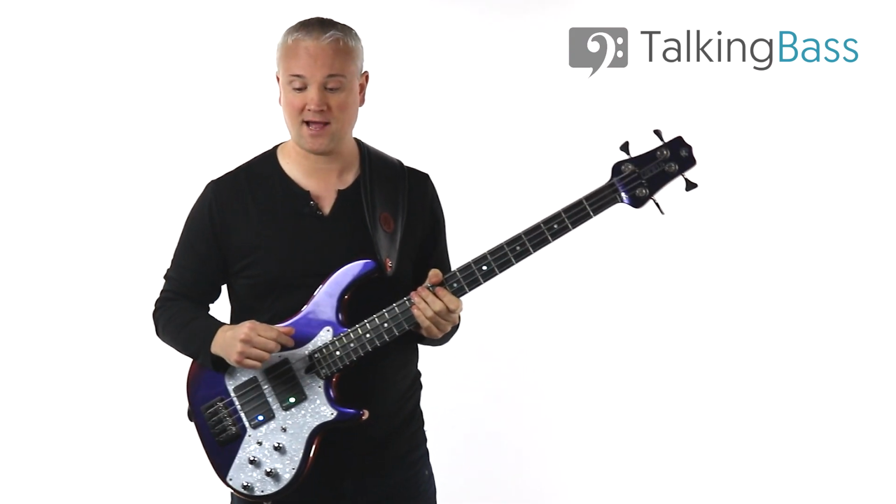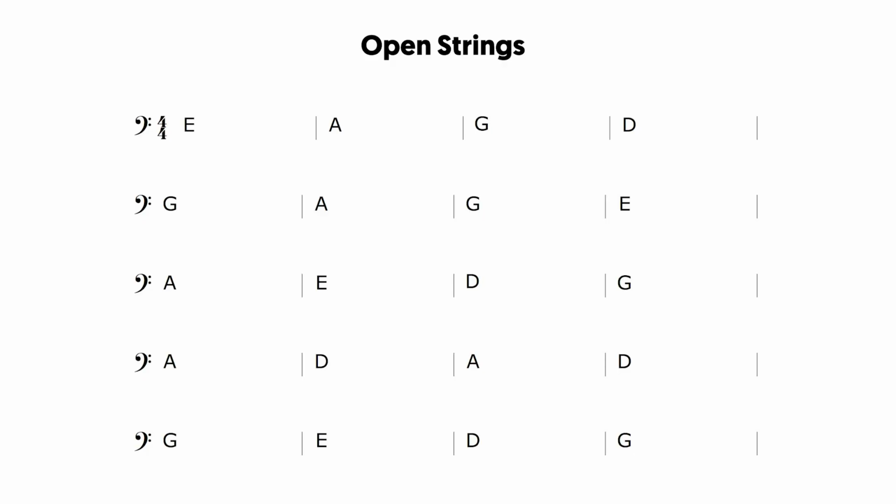So let's try that. So just the first 8 bars. 1, 2, 3, 4. E, 2, 3, 4. A, 2, 3, 4. G, 2, 3, 4, D, 2, 3, 4, G, 2, 3, 4, A, 2, 3, 4, G, 2, 3, 4, E, 2, 3, 4.